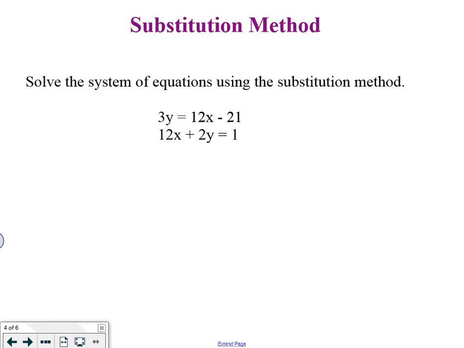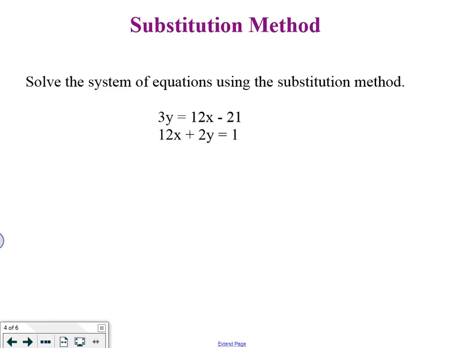The second method of solving a system of equations that we're going to talk about is called the substitution method. And this is very algebraic. It's called the substitution method because we are going to literally substitute one equation into the other equation. So in our example here, 3y equals 12x minus 21, and 12x plus 2y equals 1. In order to substitute one equation into the other, we have to solve one of the equations for one of the variables.